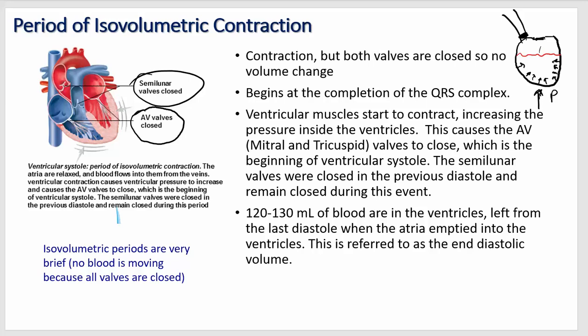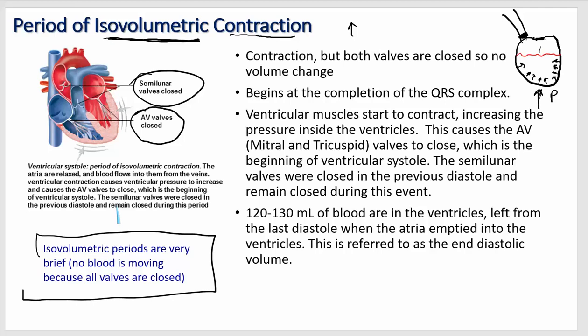And so we have that amount, 120 milliliters of blood in the ventricles left from that last diastole, and that's our end diastolic volume, and it's not changing because the valves are closed. Okay. So that's what we mean by isovolumetric. Isovolumetric means that the volume isn't changing, but it is a contraction, so our pressure is increasing. Isovolumetric periods are very brief. No blood is moving because all of the valves are closed.